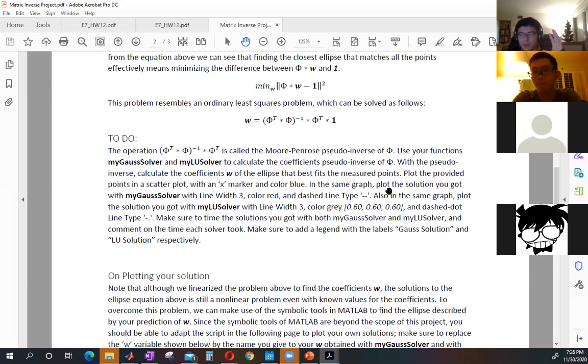In the same graph, we want you to plot the solution that you got with my Gauss solver. We give you the plotting specifications here. And in the same graph also, the one you got with my LU solver. Here are the specifications for plotting.